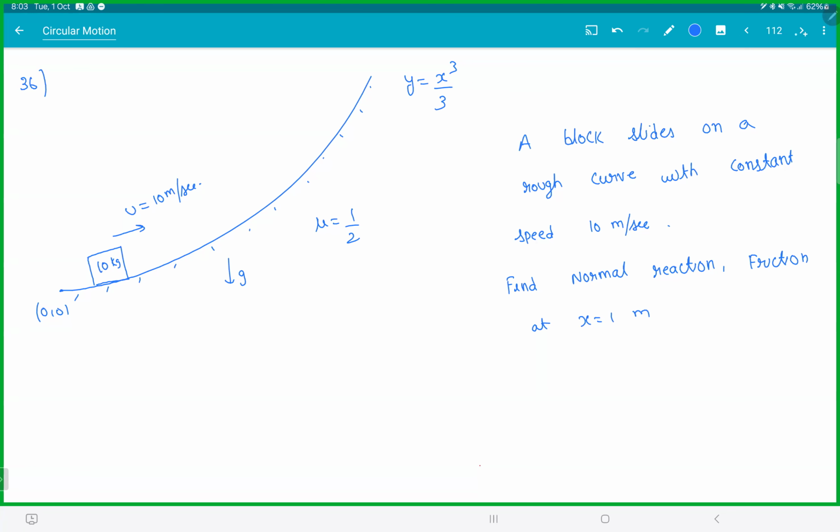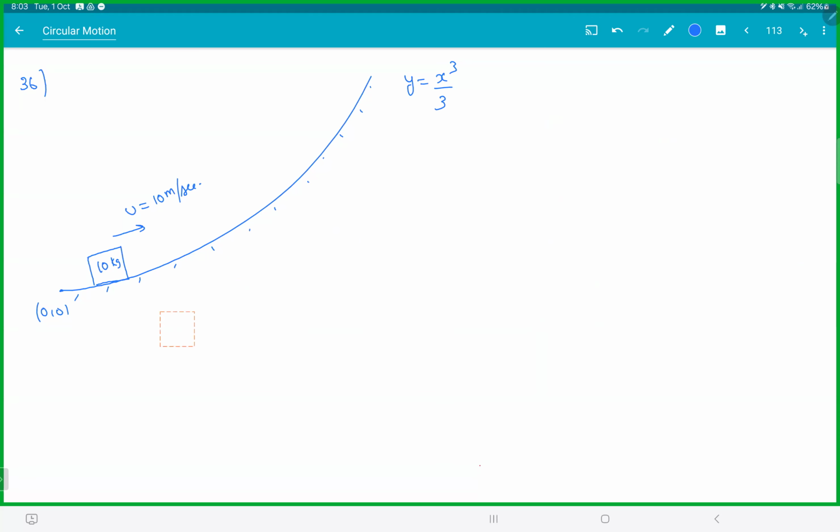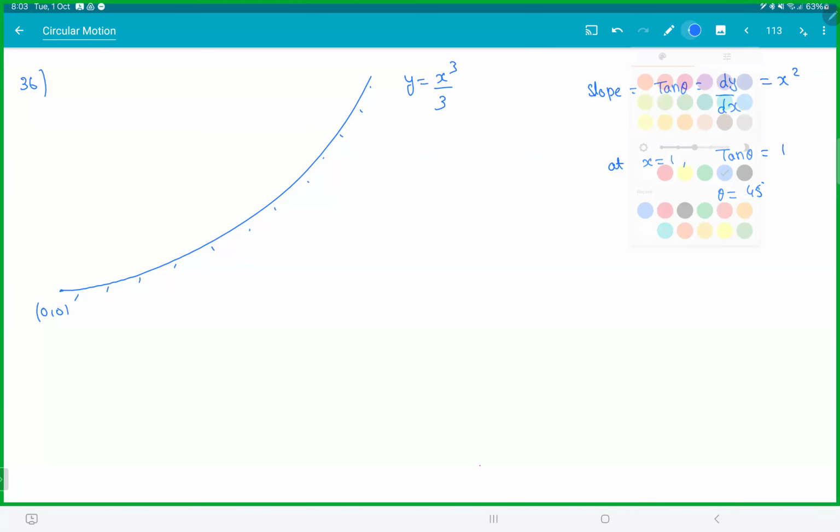Let me show you. If you look at the slope, tan theta, dy by dx, is x square. At x is equal to 1, tan theta is equal to 1, and theta is 45 degrees. Just that is wrong. So somewhere here where the block is, this theta is 45.